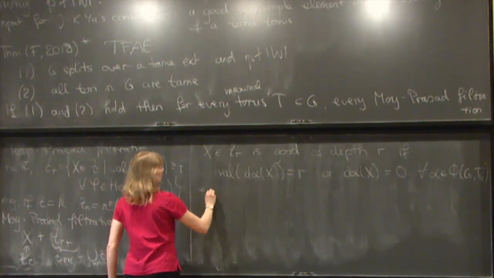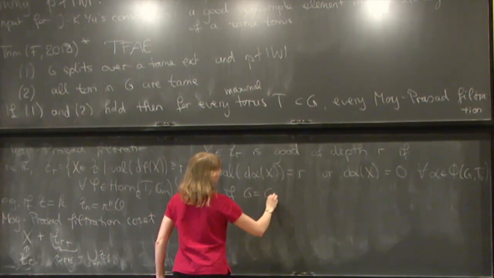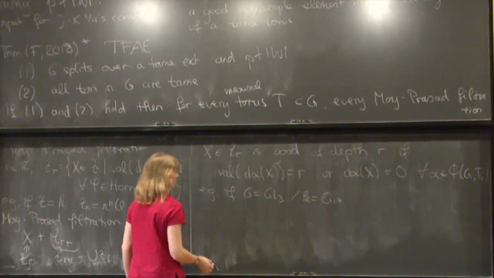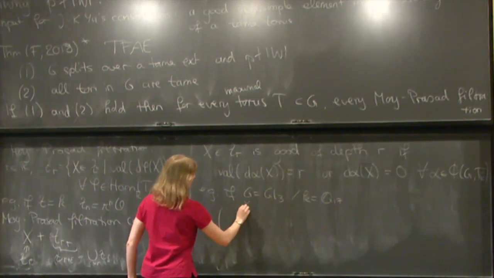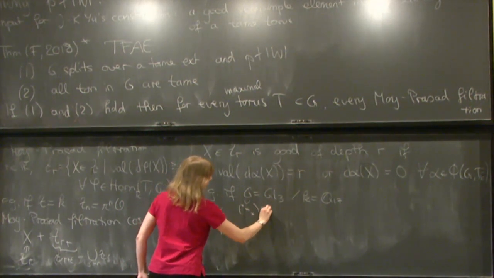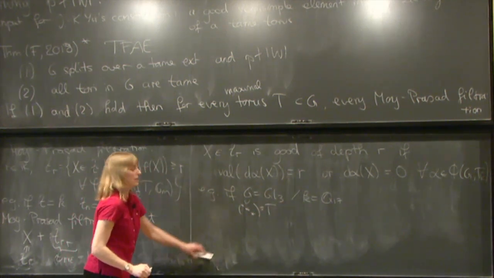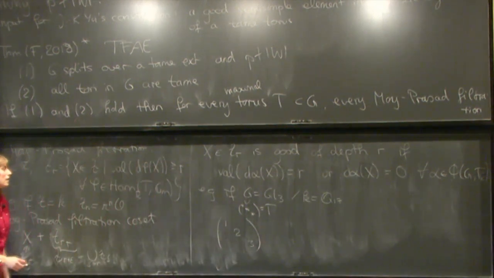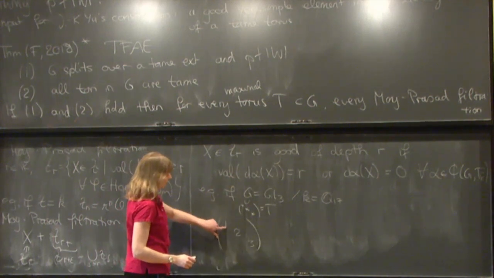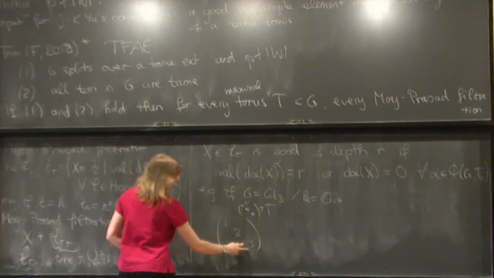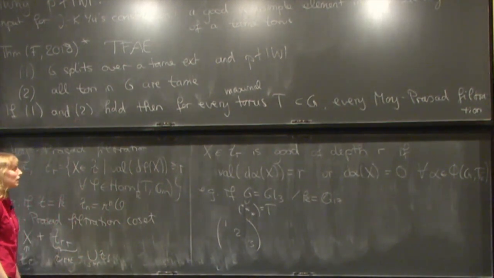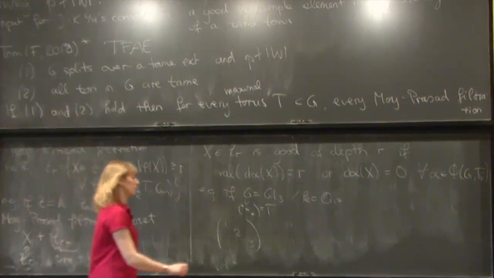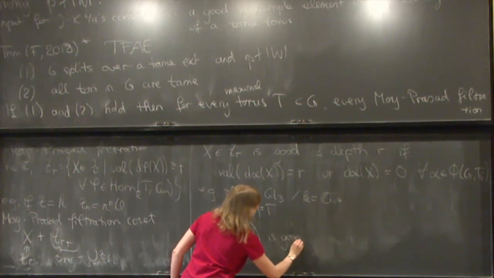So for example, if G is equal to GL3 over the field K being Q17, we can look inside here at the diagonal matrices, so that's T, and if we look at the element that has 1, 2, 3 on the diagonal, then what are the roots? The roots are just the differences between diagonal elements, so it's plus and minus 1, plus and minus 2. So that means if you look at the valuation of all the roots applied to this, you get 0 in all cases, so this element is good of depth 0.